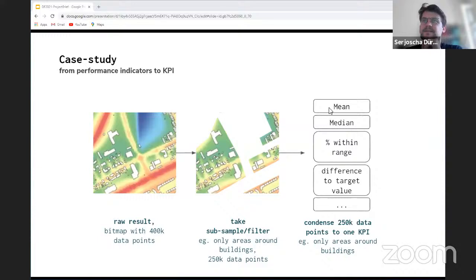So this is something you have to think about, because whenever you condense all this massive amount of data into a single number, you lose a lot of information, and sometimes you lose too much. You can distort the results, and it doesn't really represent the reality or the initial analysis results anymore. So this is something to spend some thought on when you're doing that.